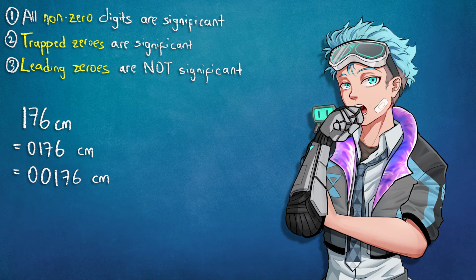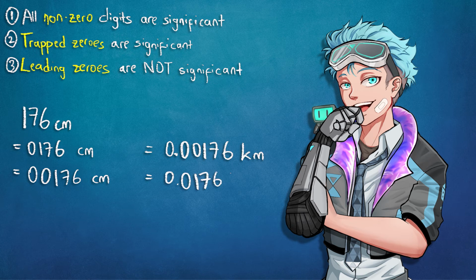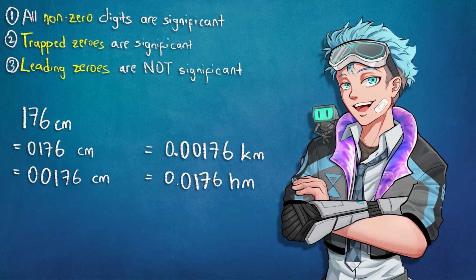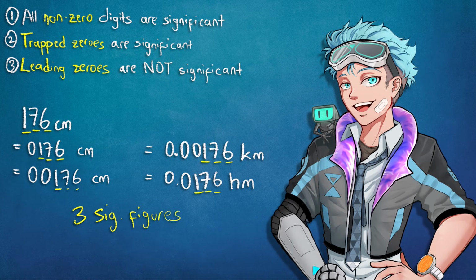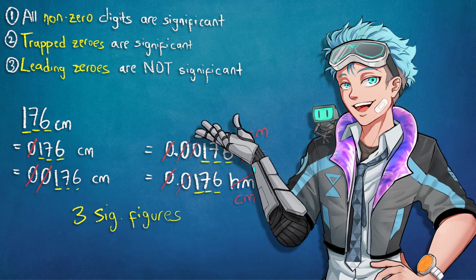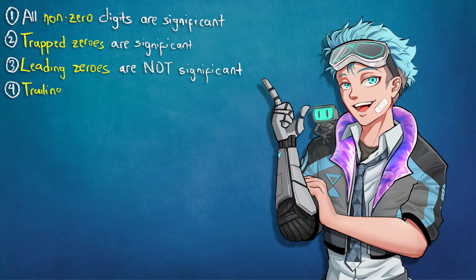I can write my height alternatively as 0.00176 kilometers or 0.0176 hectometers. They're redundant because they're just other ways of saying 176 centimeters with more zeros, and there would still be 3 significant figures. This means leading zeros are always removable and addable as long as you follow along with the unit. But no matter what unit you use, the numbers 1, 7, 6 in that order always need to be present. 4. Zeros to the right of the first non-zero digit, called trailing zeros, in a decimal are significant.